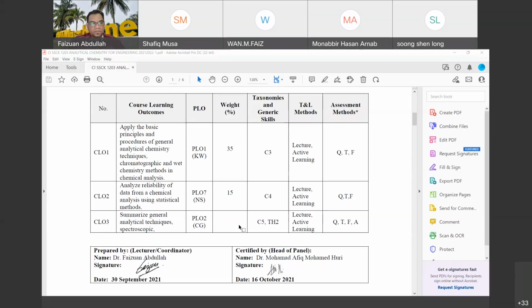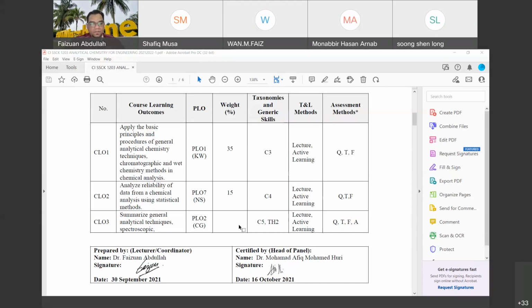But we use that knowledge in the data analysis to know how reliable the data is, the result from the methods that we learn in analytical chemistry. It's like just normal statistics, but we apply it in the data analysis.